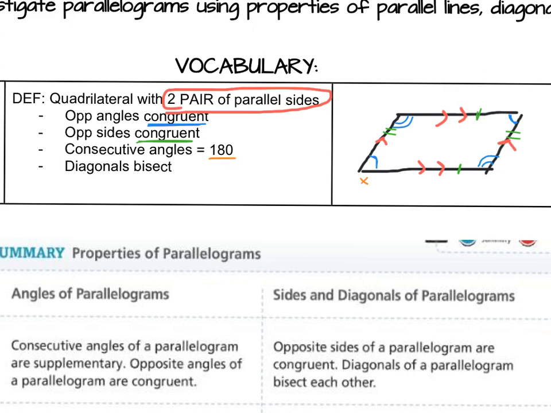Now, like the other quadrilaterals we've drawn, like trapezoids for example, consecutive angles add up to 180. So this angle down here on the bottom left and this angle down here on the bottom right would equal 180.